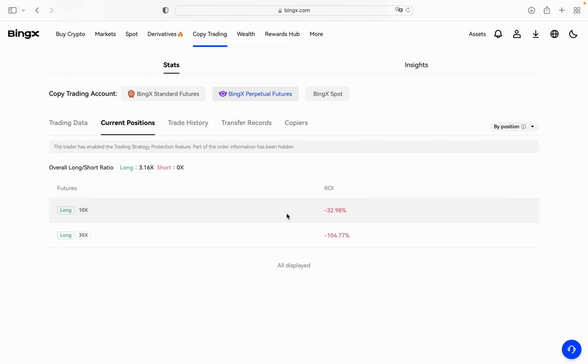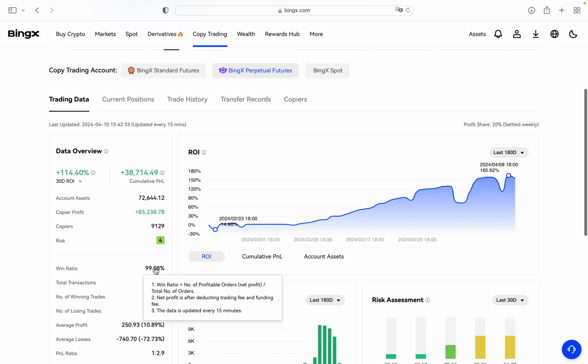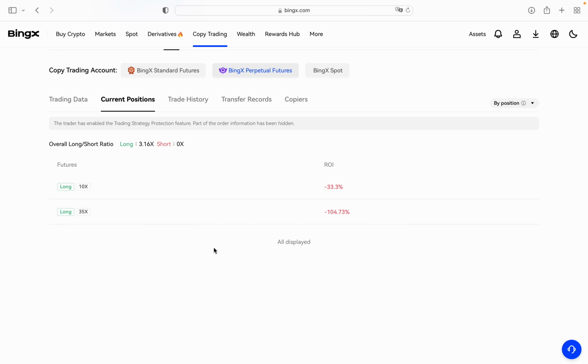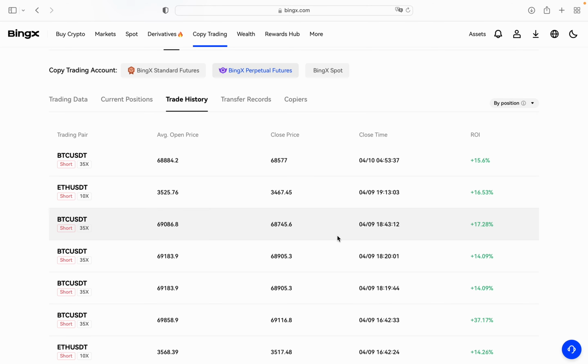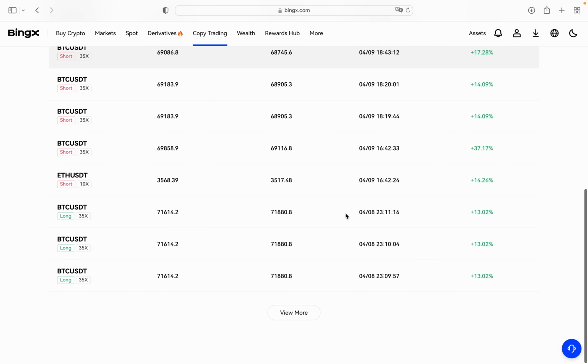Because some copy traders have a really good win ratio. In this case, we also have a 99% win ratio, where I am very skeptical. And often traders who have a higher win ratio than 90 or 95%, they have many positions open, but they don't close the losing trades. And you don't want to copy this kind of traders. And you can see here the trade history. So we'll find every trade which was opened and closed from this trader.